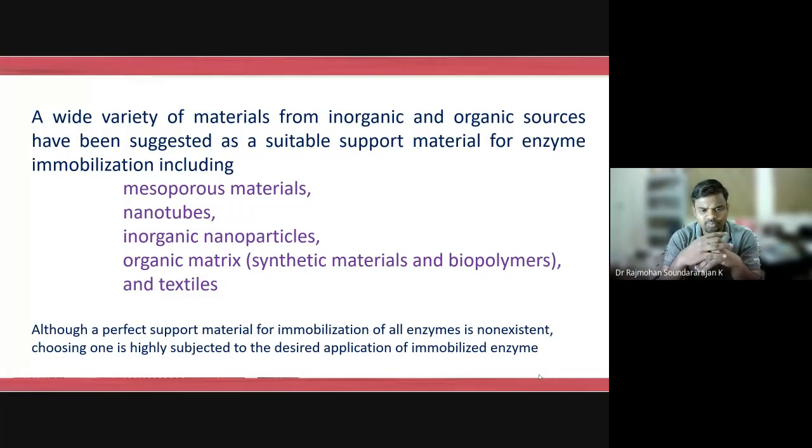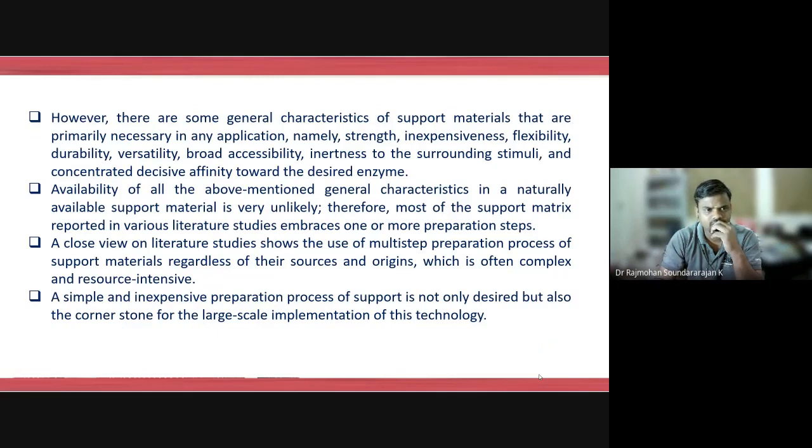So there is no perfect support material for any enzyme, because enzymes are naturally found in a free form, but we are immobilizing them onto a surface. So obviously we cannot get a perfect support for any material. But we have to choose a suitable support material which gives us a more economic operation. Okay, so that is the point to be concerned about. What are some of the general characteristics?